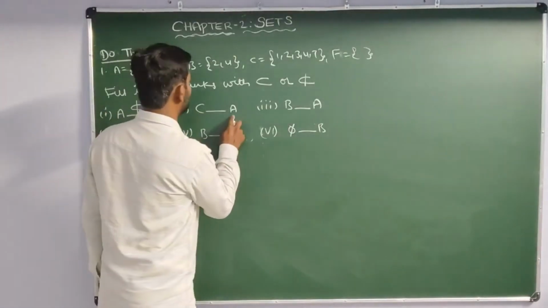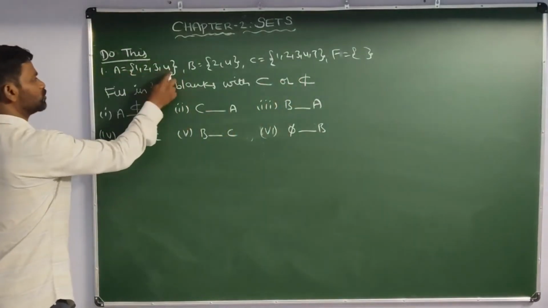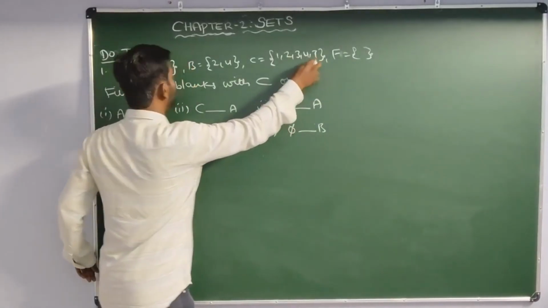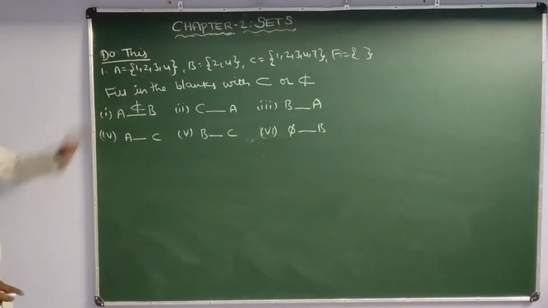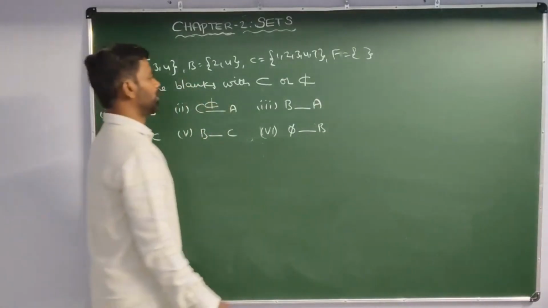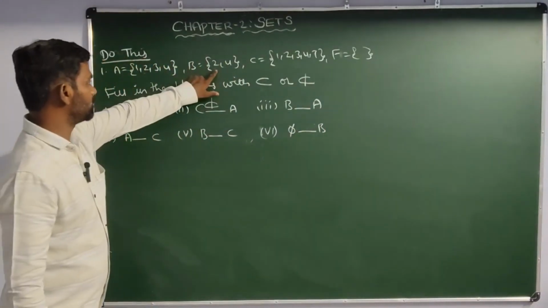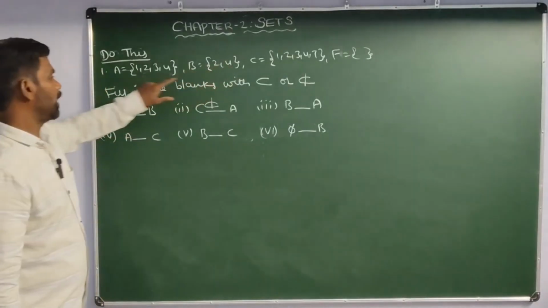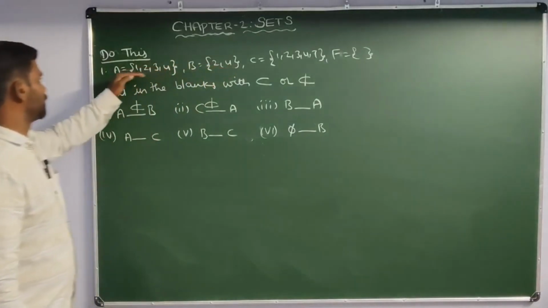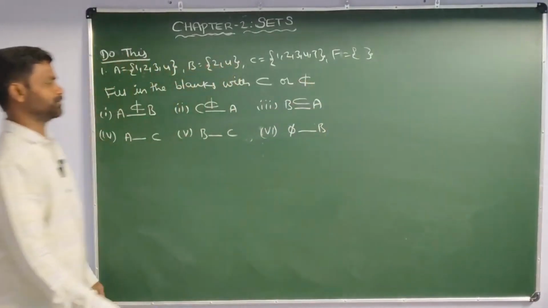Now observe C subset of A. C elements are 1, 2, 3, 4, 7, and A elements are 1, 2, 3, 4. Here C has more elements. 7 is available in C, but 7 is not available in A. Therefore, it is also not a subset. Next, the third one: B subset of A. What are the B elements? 2 and 4. And A elements are 1, 2, 3, 4. Yes, all the elements of B are available in A, so we can say B is a subset of A.